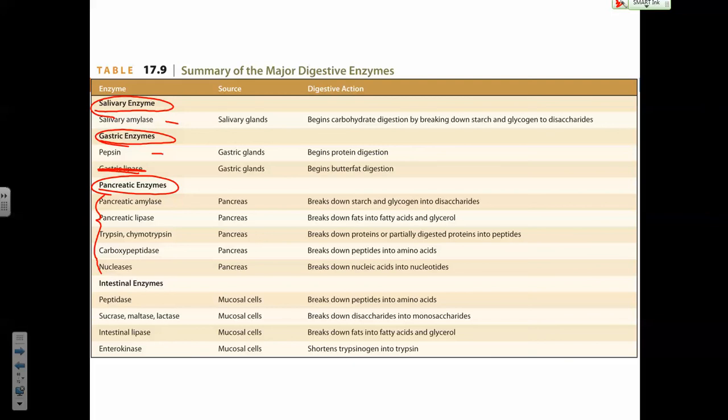So make sure you know what juice each of these enzymes is in, and then what food group it acts on. You don't have to know details about how it acts on the food group, except for amylases. It's not just carbohydrates, it's starches into disaccharides.